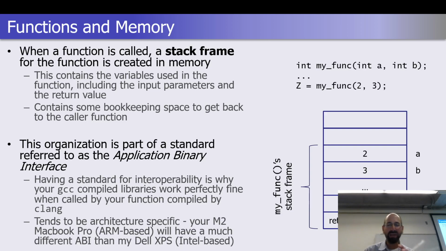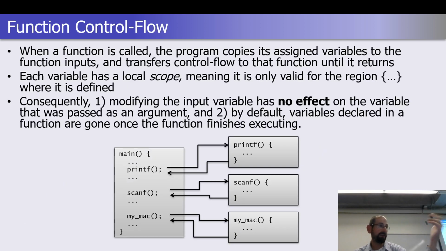So what I am kind of hiding here, but it's correct to say, every function has a stack frame, including main. So main itself and the variables you declare inside main have their own location in the stack where they're put. By default, as we are calling these functions, say my Mac or printf or scanf, the program is copying its assigned variables, and transfers control to that function until it finally gets a return statement.